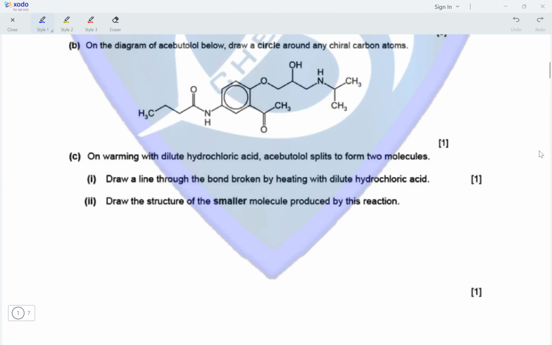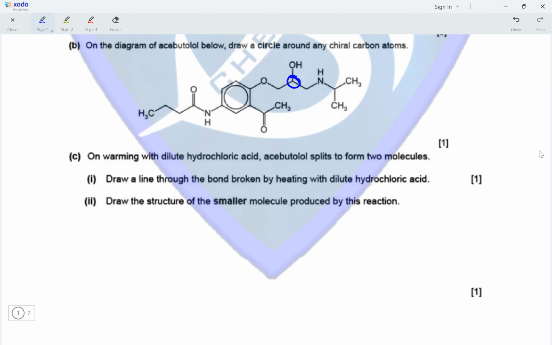Here we can see that there are two different R groups attached to the carbon atom, an OH group attached and a hydrogen attached. So this carbon atom is a chiral carbon because it has four different groups attached to it. Moving on, we've got another CH2 group, then an NH, then a CH group attached to two CH3. So this is the only carbon atom with four different groups attached to it, making it the only chiral carbon atom present in acebutolol.